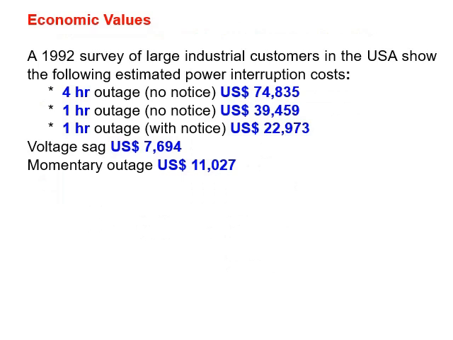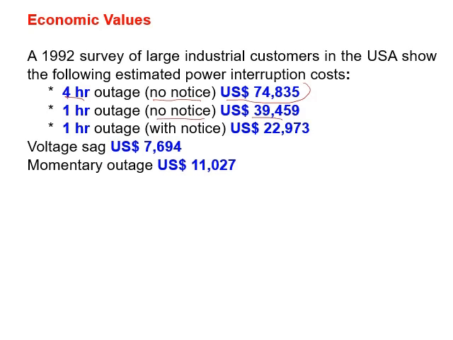But when the disturbance increases, especially when we talk about industry, it reflects on the cost, on the economy. For example, this is data taken in the US in 1992. A large industrial customer company had a 4 hour outage without notice. They didn't tell them that it happened suddenly. Within 4 hours, they lost around $74,000. Or it happened once again, 1 hour, it cost them $39,000.